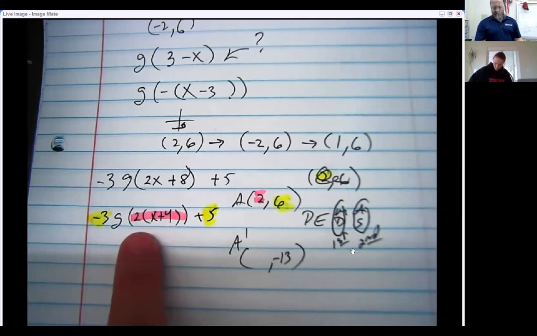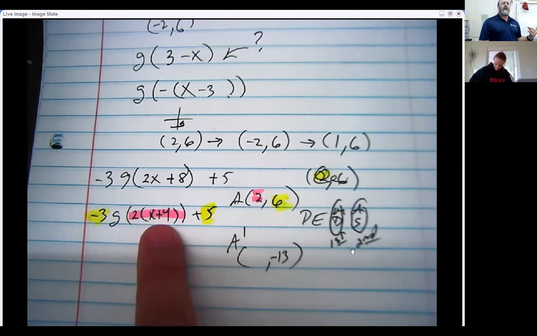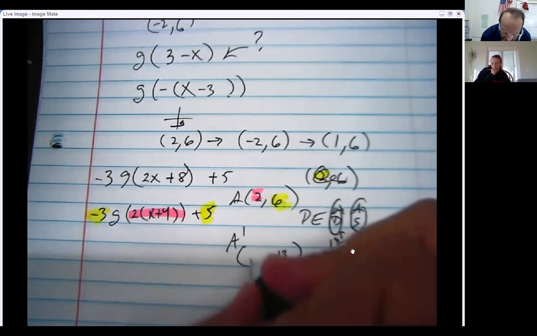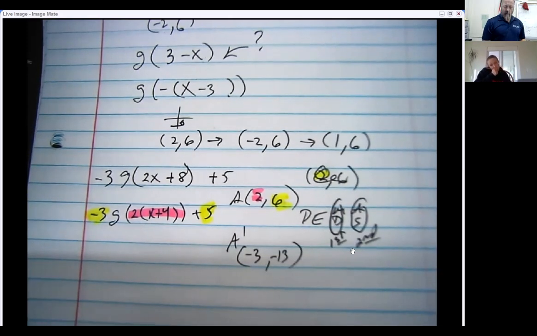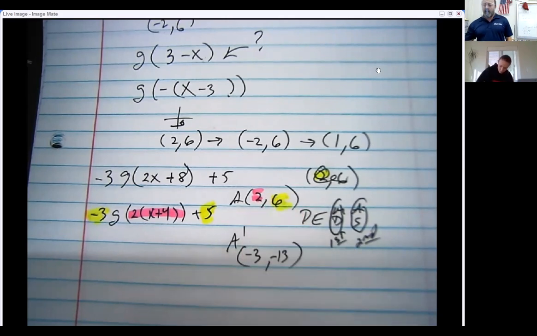This says multiply by 2, so what am I going to do? I'm going to divide by, so what did 2 turn into? 1. And then what did 1 turn into? Negative 3. You see how it kept getting messed up royal. So the coordinate 2, 6 becomes the coordinate negative 3, negative 13.